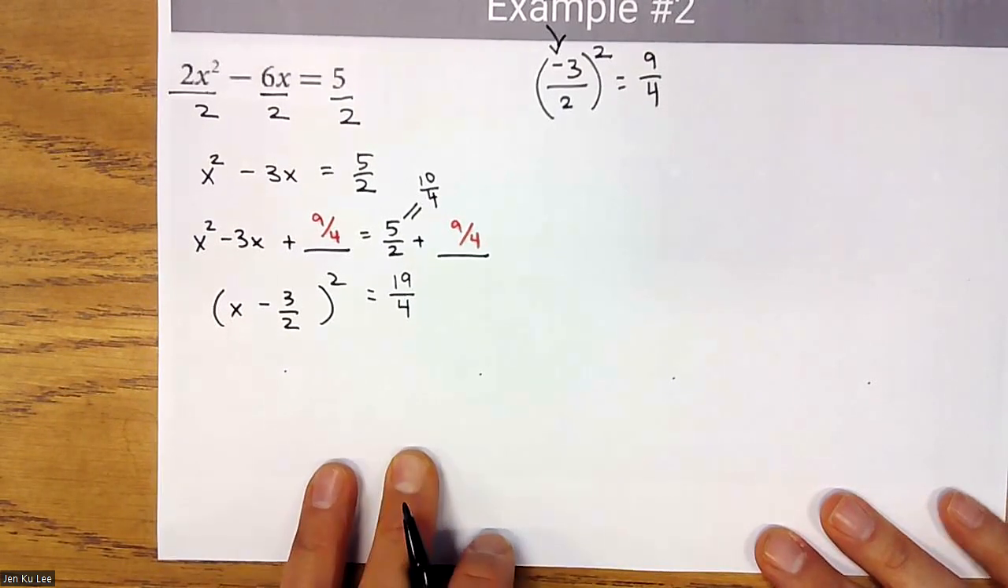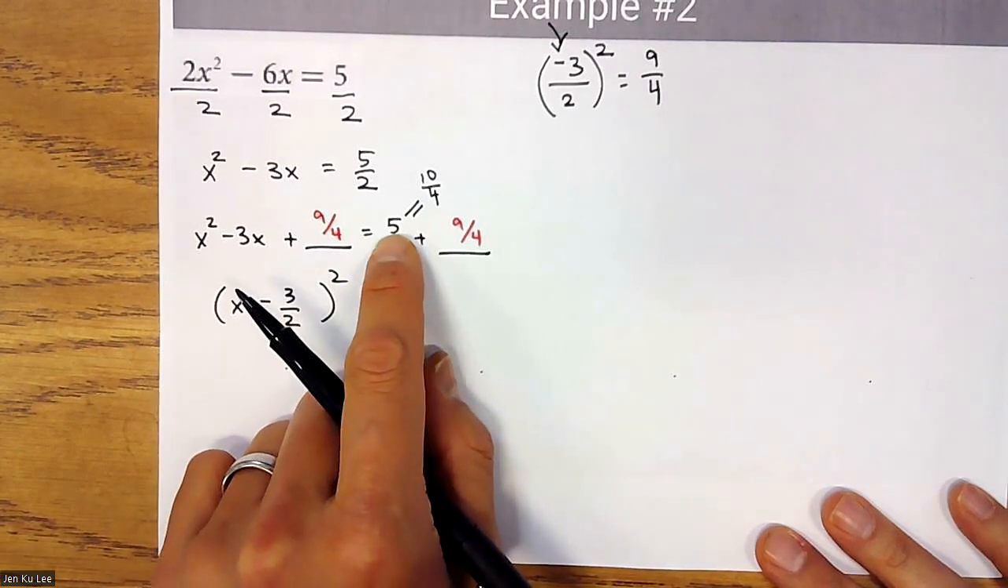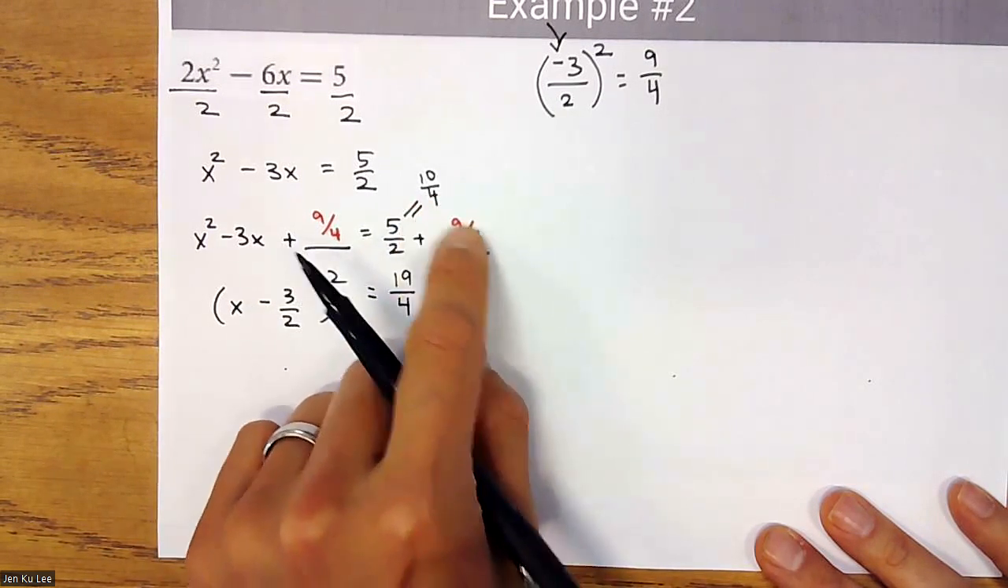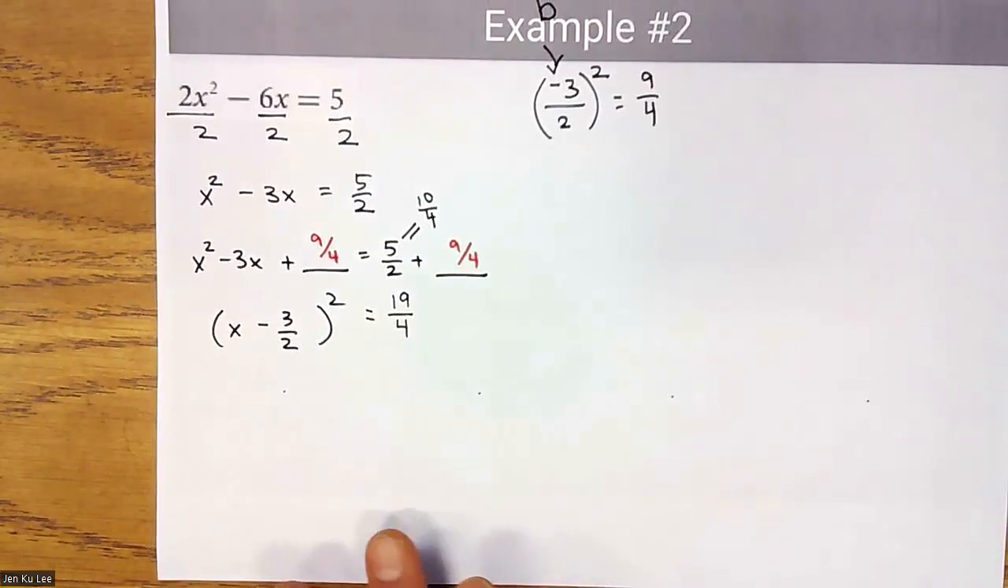There's a bunch of fractions. Times 2 times 2, because I needed the common denominator of 4. Okay. So go ahead and try to solve this. And we will come back in a little bit.